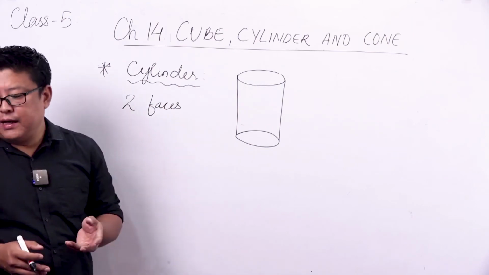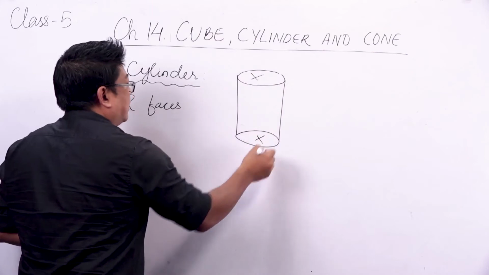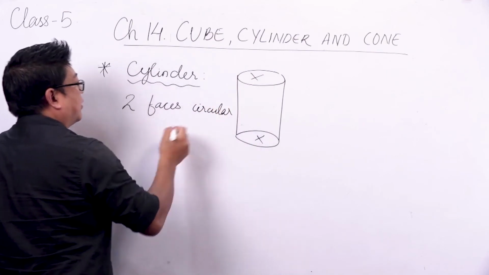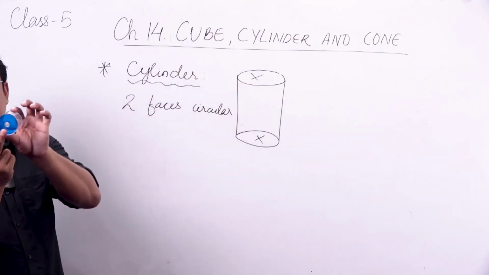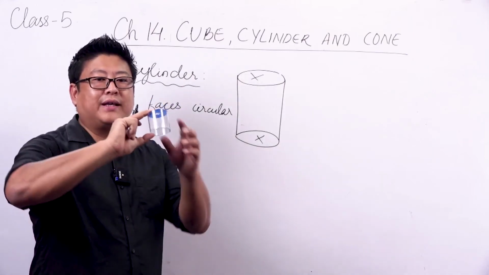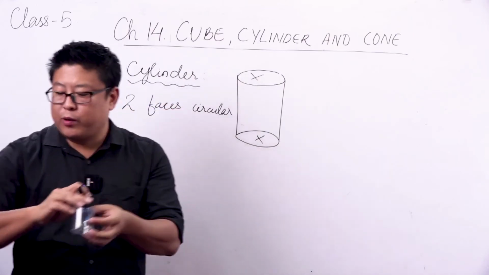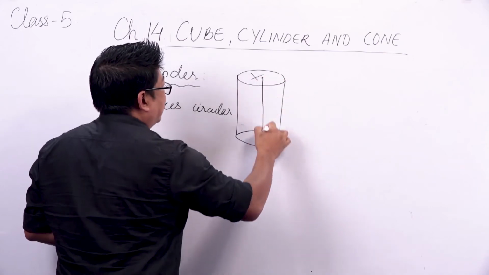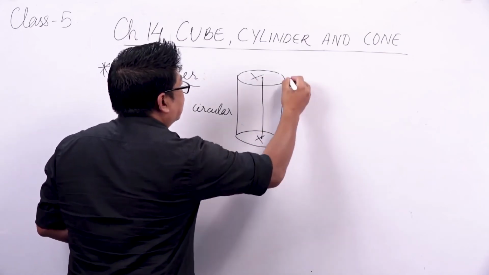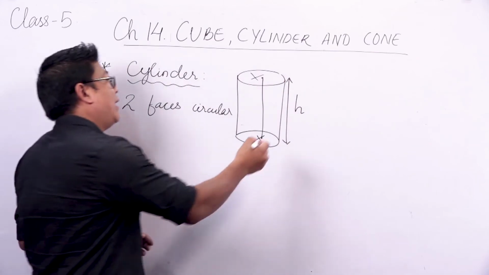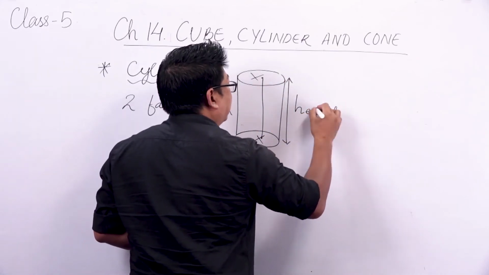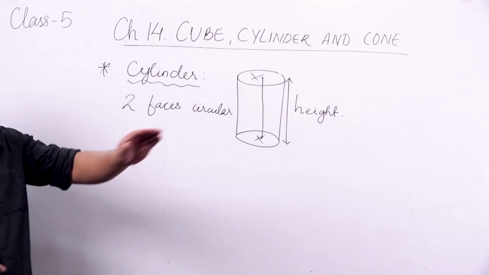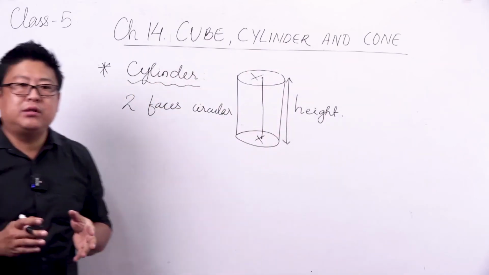So, we can say that it has two faces, and these faces are circular, okay? They are round, like this. The faces are round. The shape is round. So we call it two circular faces or two faces. And the distance from this face to this face, this distance is called your height, okay, h, or we can call it height. So this shows you the height of the cylinder.